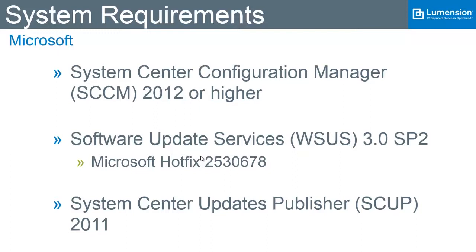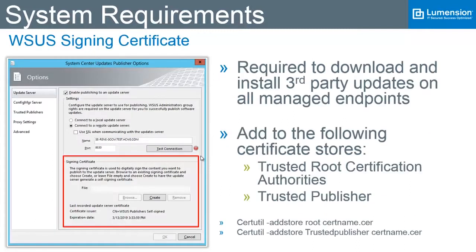So once System Center is installed, you configure the Software Update Services role. Now you can go ahead and download the System Center Updates Publisher 2011 tool. But before we go down into the demonstration real quick, WSUS does have certain requirements in order to publish the Lumension catalog into the SCCM environment. So by default, when you're evaluating the product, the System Center Update Publisher tool is going to prompt you for a self-signing certificate. It's going to ask you if you want to create a new certificate or if you want to create a self-signing certificate.